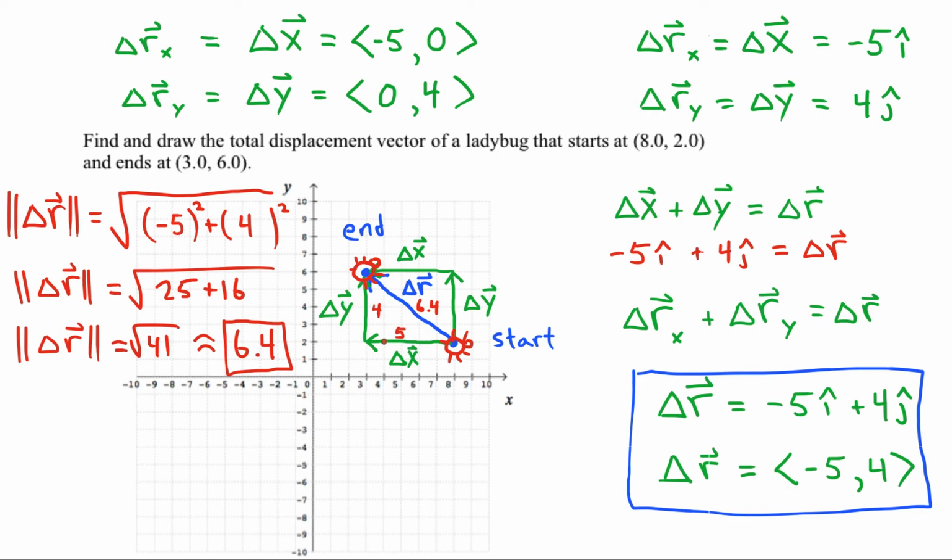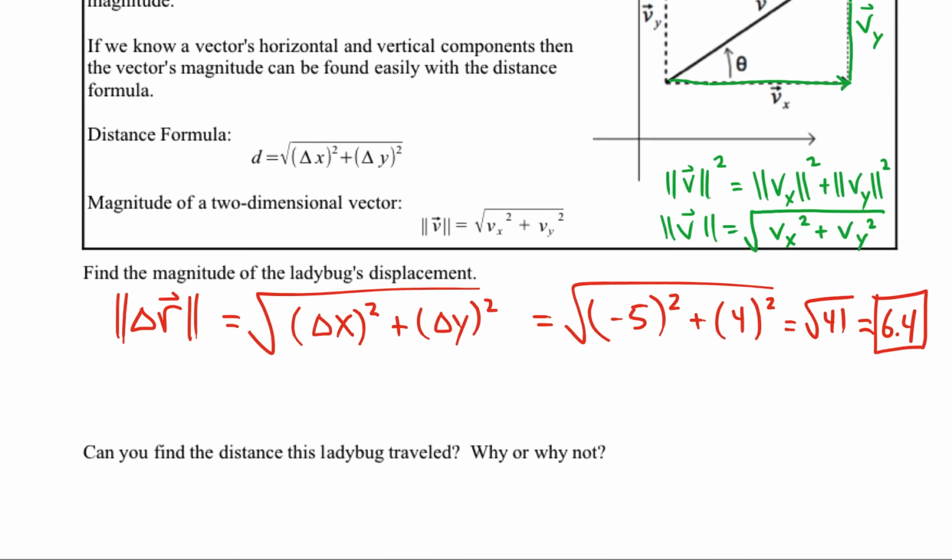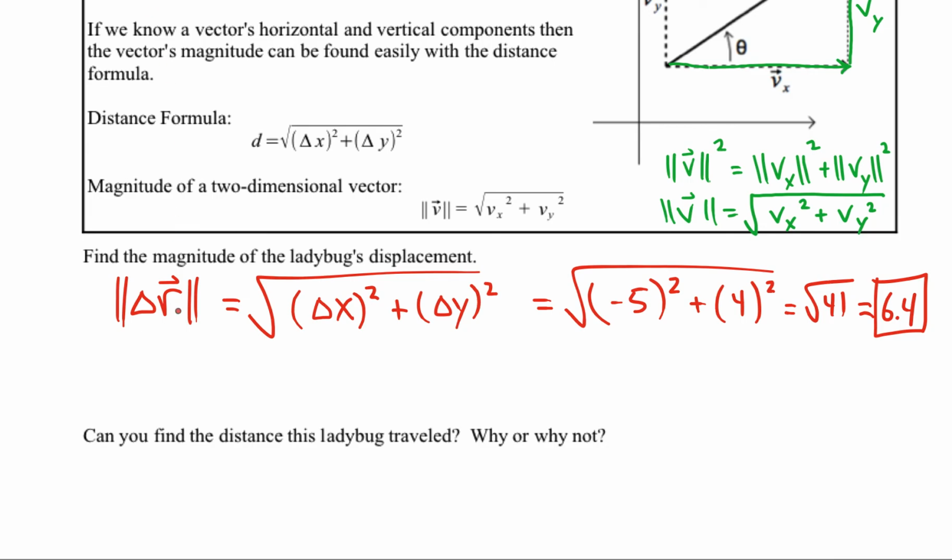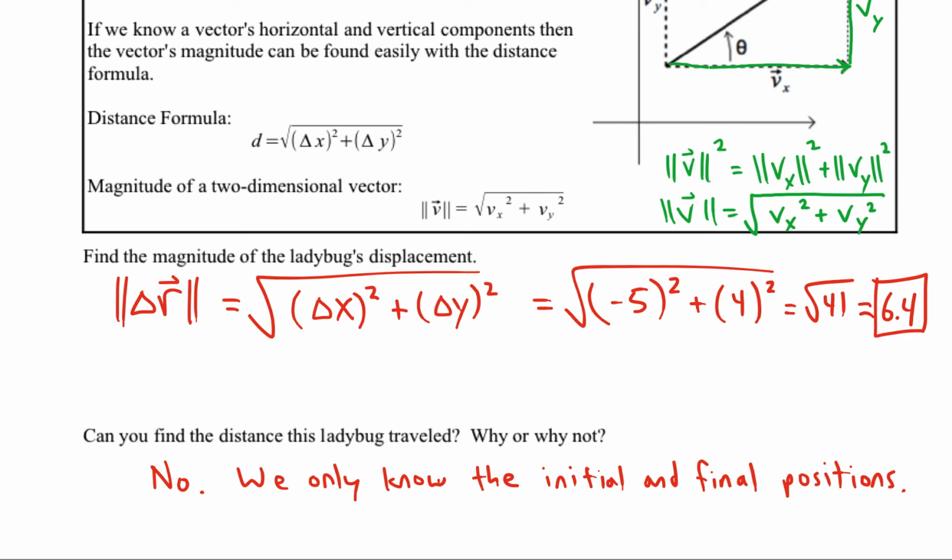She might have taken the lower path. She might have taken the upper path. Or maybe she didn't take any of those paths at all. Maybe she took a path that looks like this and then arrived at her final destination. We don't know because all we know is the displacement. The displacement's based on the initial and final positions. It doesn't tell you what happened in between. So for that question, I'll put no. We only know the initial and final positions.